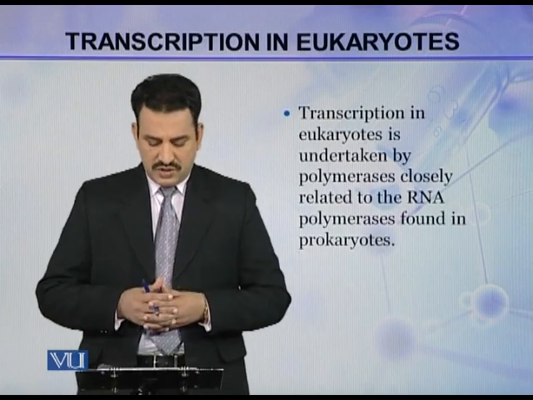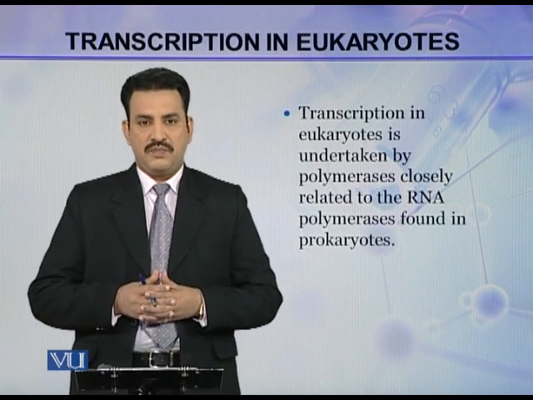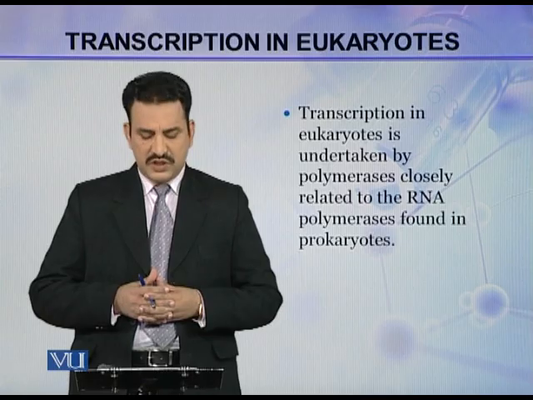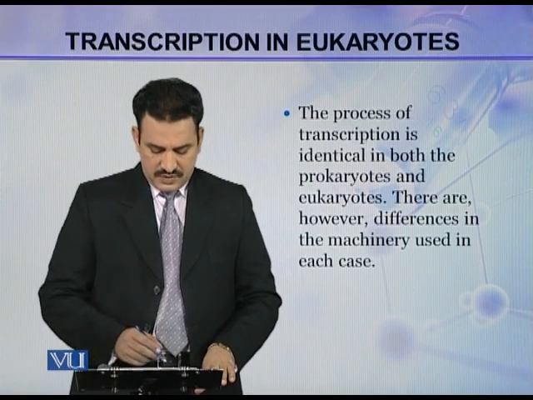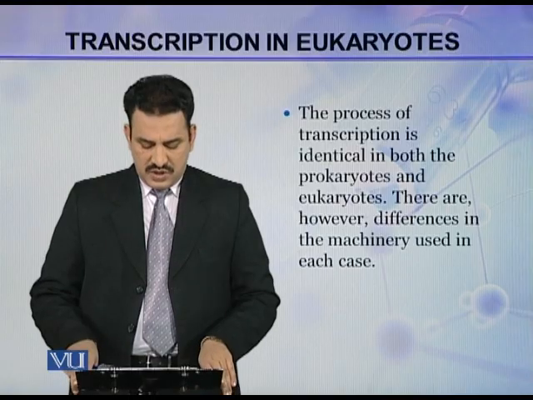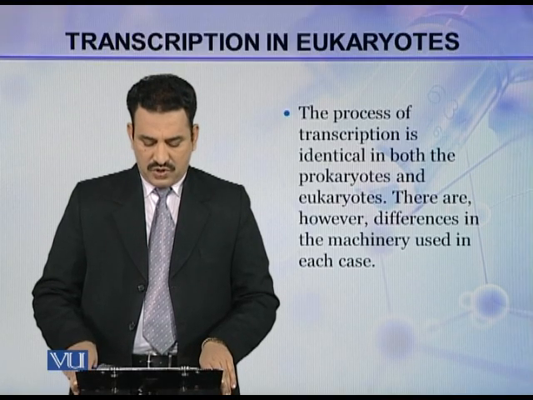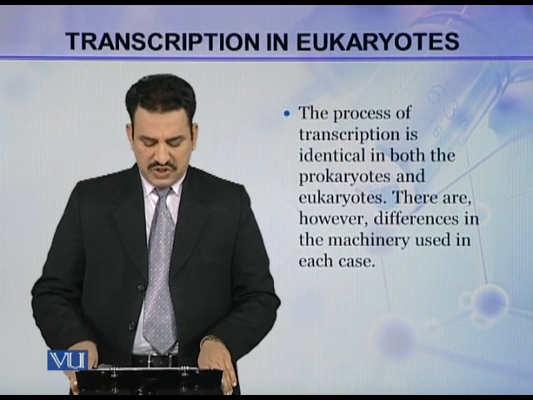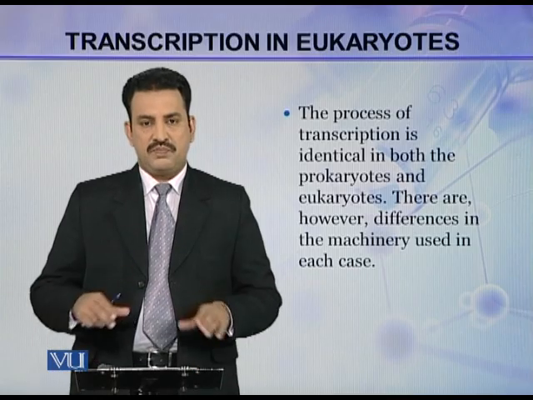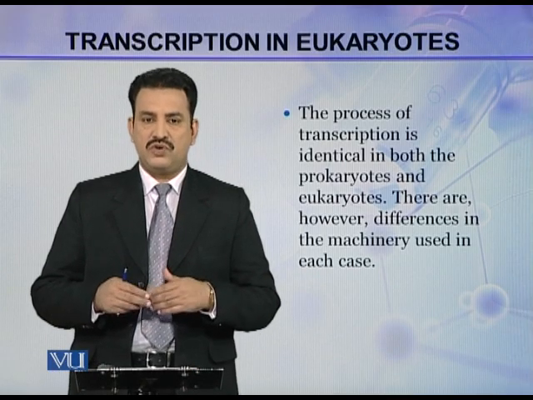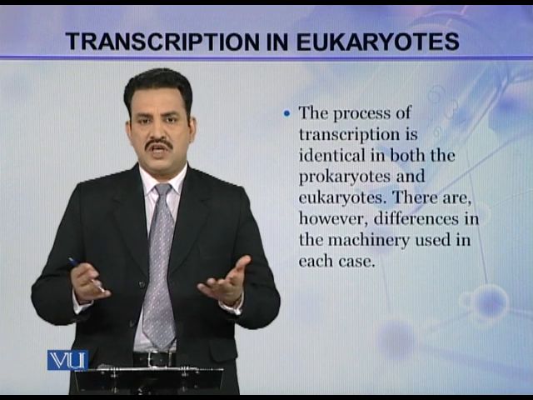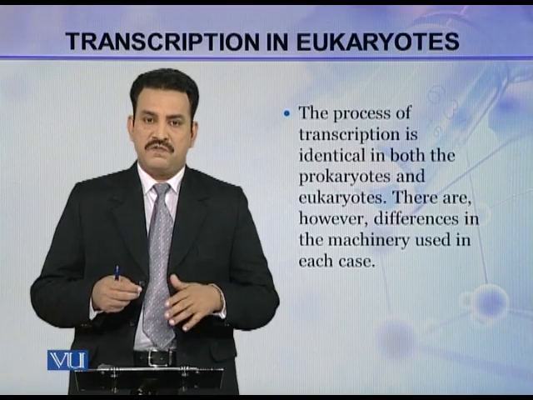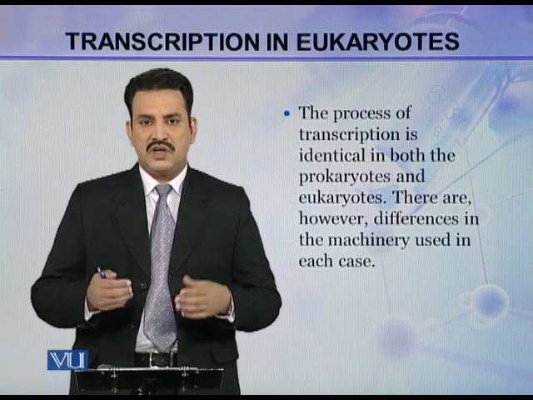So the transcription in eukaryotes is undertaken by polymerases. They are closely related to the RNA polymerases found in the prokaryotes. The process of transcription is identical in both the prokaryotes and eukaryotes. There are, however, differences in the machinery used in each case. So the process of formation of mRNA from DNA is the same in eukaryotes and prokaryotes, but the machinery involved, the factors and the enzymes involved, are quite different.